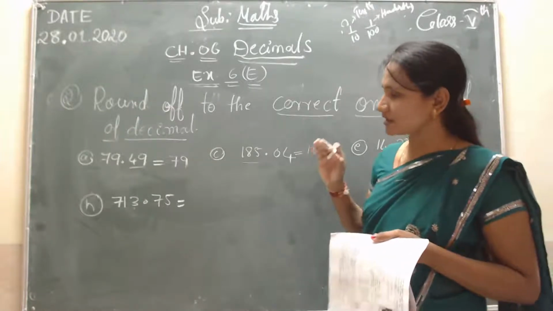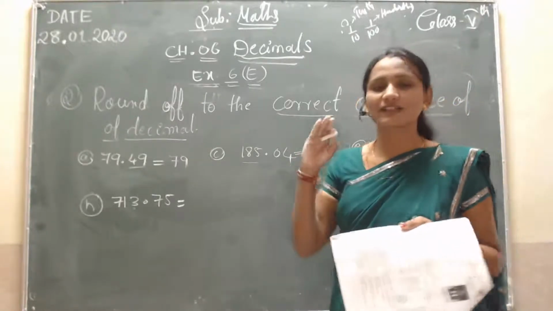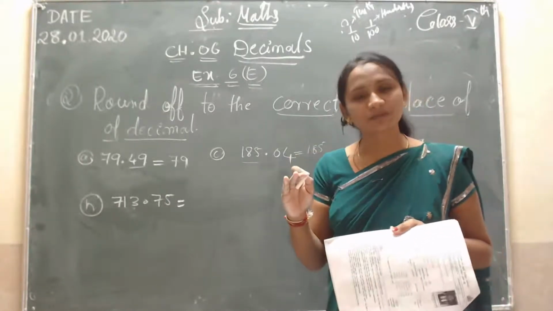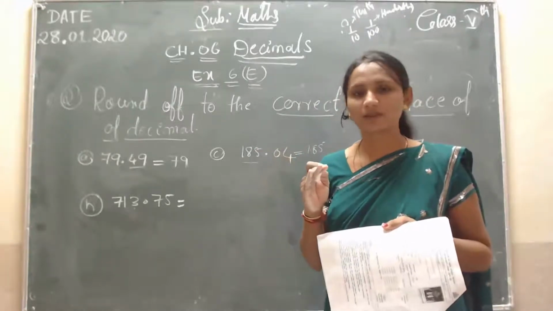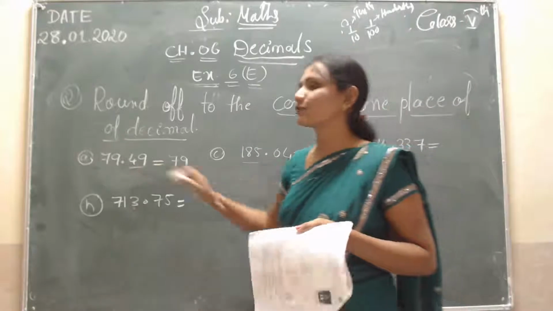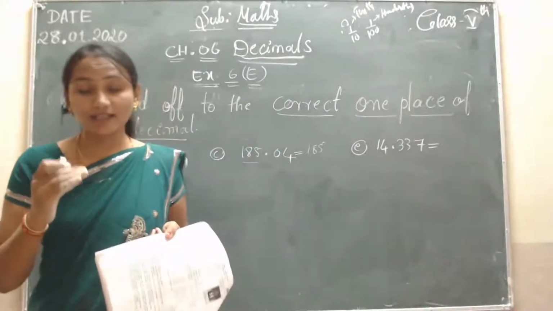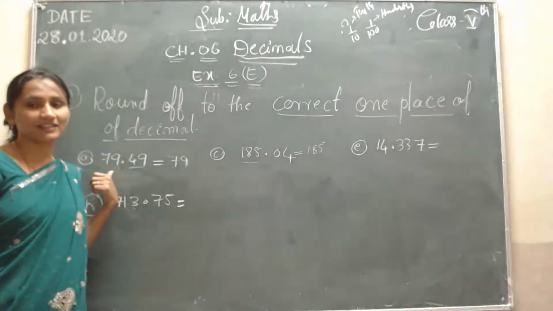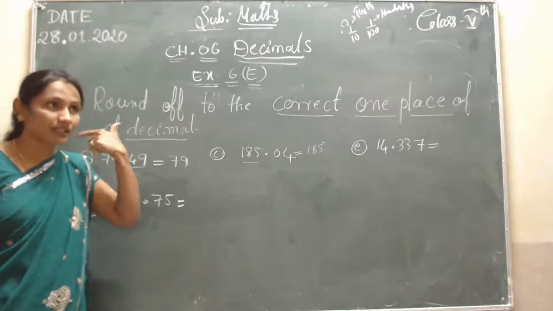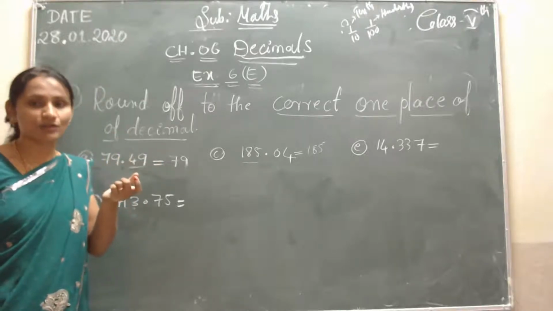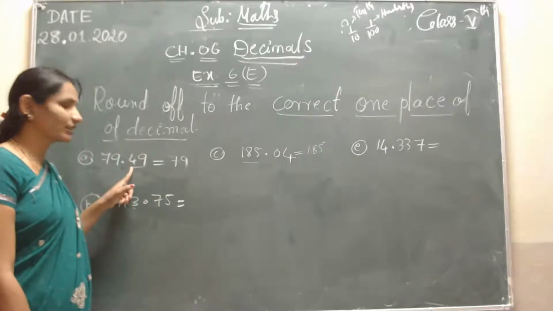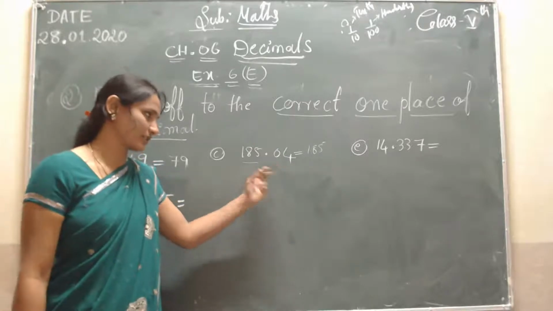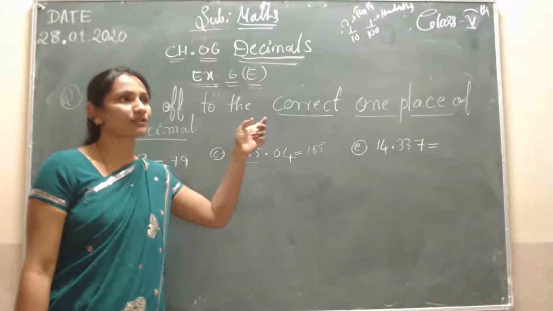See for question number A, 79.49. 4 is a weaker number, so it does not change. 49 means the nearest of 79, same. The reason is that 4 is a weaker number. If the digit given is 5 or more than that, then the nearest is 80. The nearest of 79 point, if 59 is given in the question, then the nearest is 80. But here given is 49. 4 is a weaker number. So next also see, this is 185.0, 0 is a weaker number, students. So for 185, the nearest of 0.4 is 185.